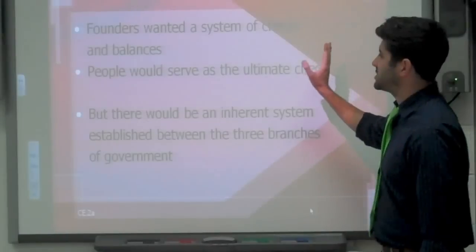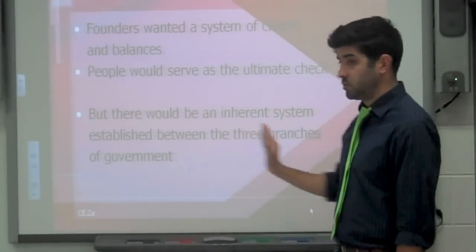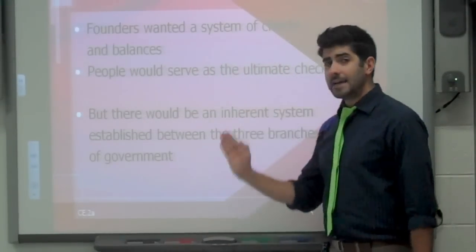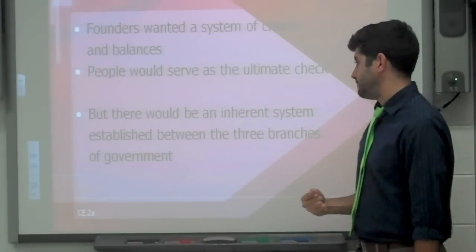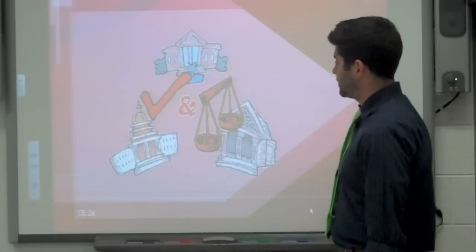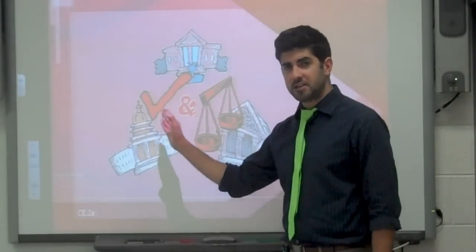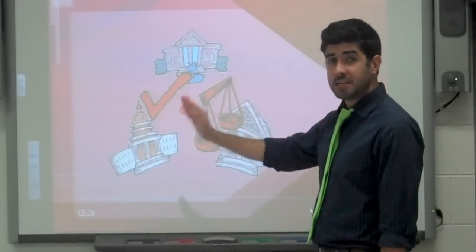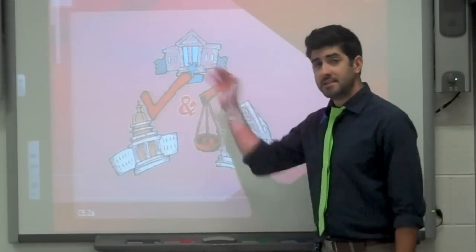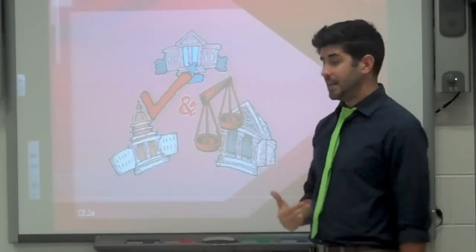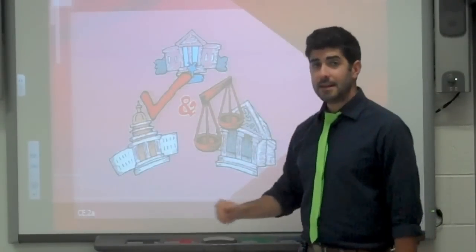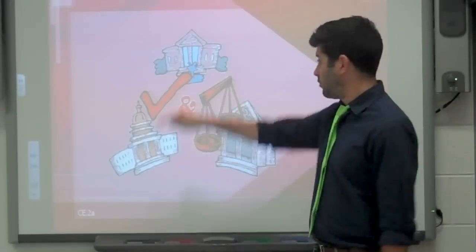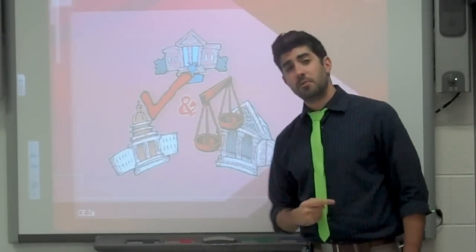Okay, so the founders wanted a system of what we call checks and balances, which we'll learn about later this year. The idea that we the people would serve as the ultimate check on our government. Okay? And so that is the idea. Three separate branches, which we'll learn about later: legislative, judicial, and executive. And we the people, again, elect our members of Congress. We elect our president. And then technically our elected officials are the ones who determine who the 9 Supreme Court justices are.